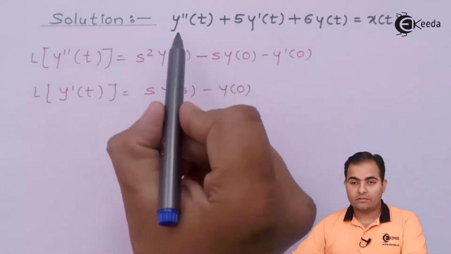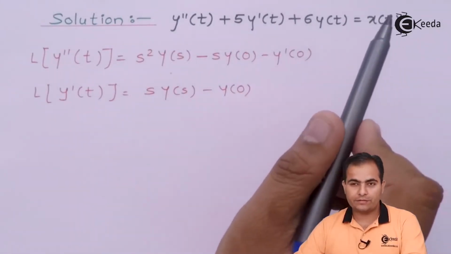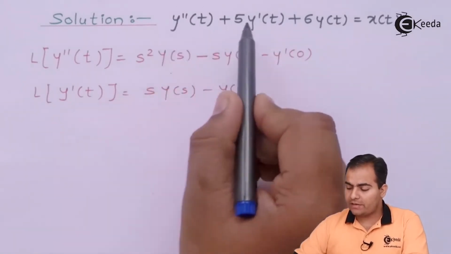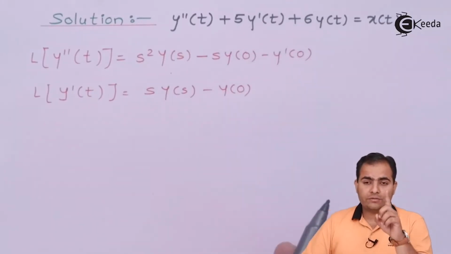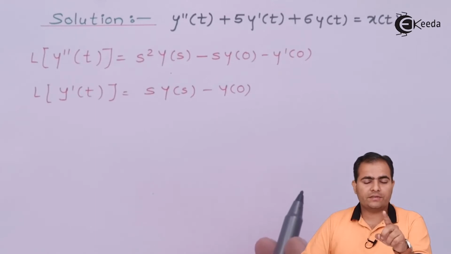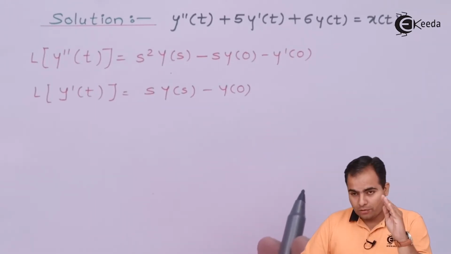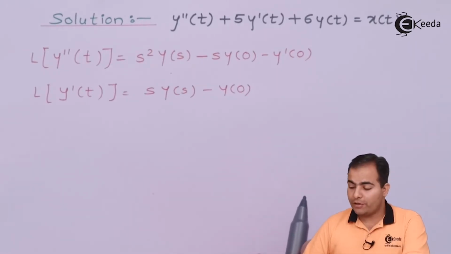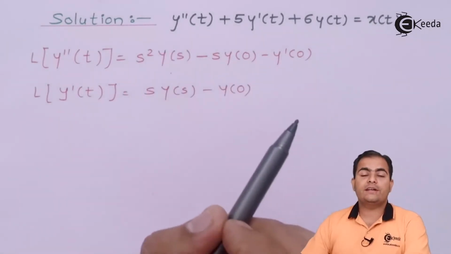The question: y double dash of t plus 5y dash of t plus 6y of t equals x of t. Here we have y double dash of t as well as y dash of t. They have asked us to find, first of all, the transfer function, second the step response, and third the impulse response. But to find all the results, first of all we are going to apply the Laplace transform on this equation and assume all the initial conditions are 0.